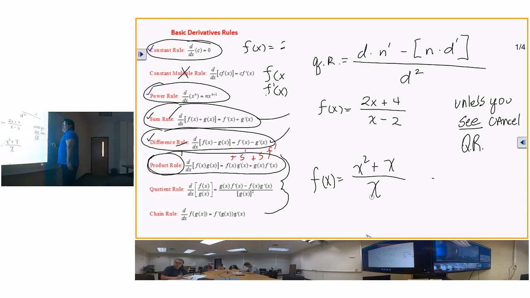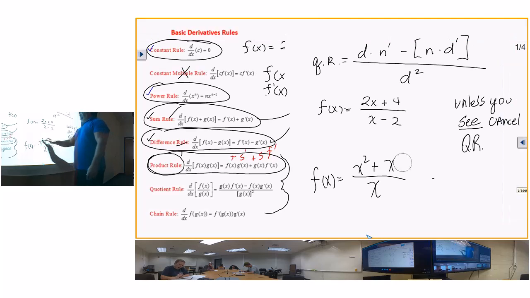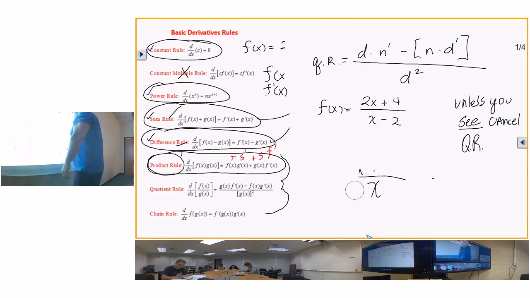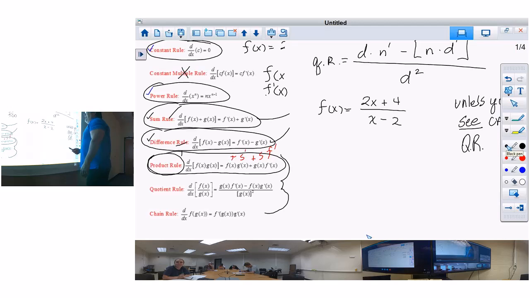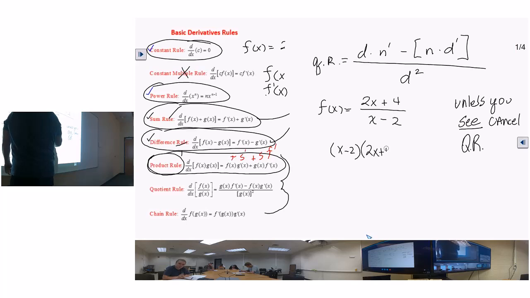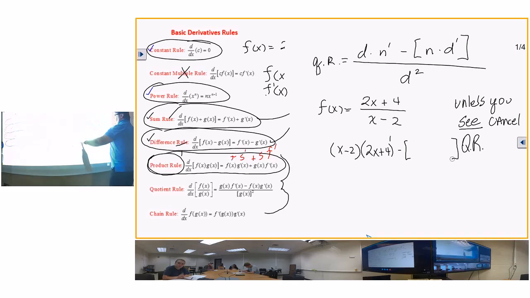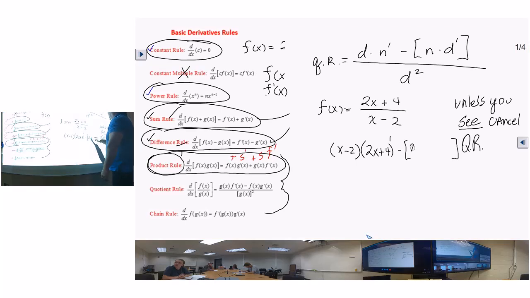But in this one, you really can't. You could factor out a 2, but it's not going to help you because it's not going to cancel. So we're going to use the quotient rule. The quotient rule says denominator times numerator prime minus brackets. Now watch it here. Denominator times numerator prime minus the numerator, which is 2x plus 4, times denominator prime.